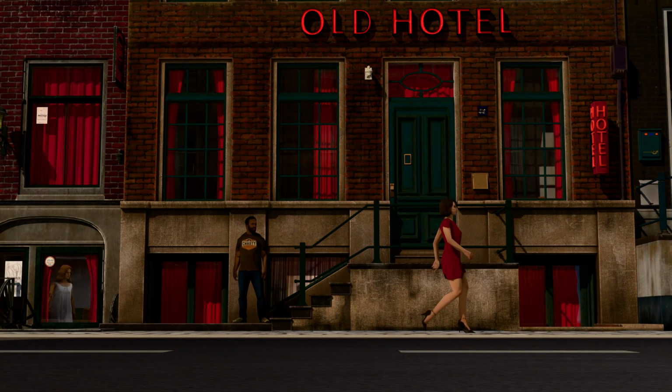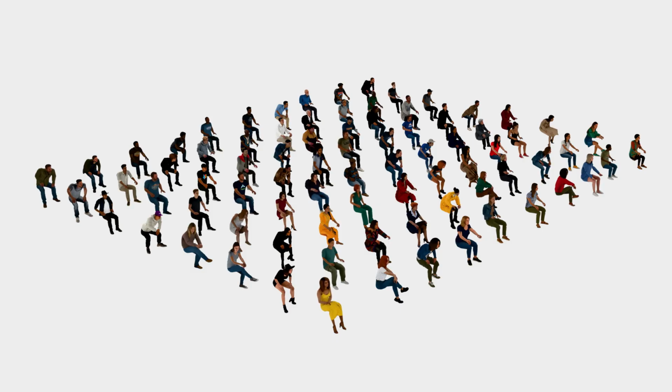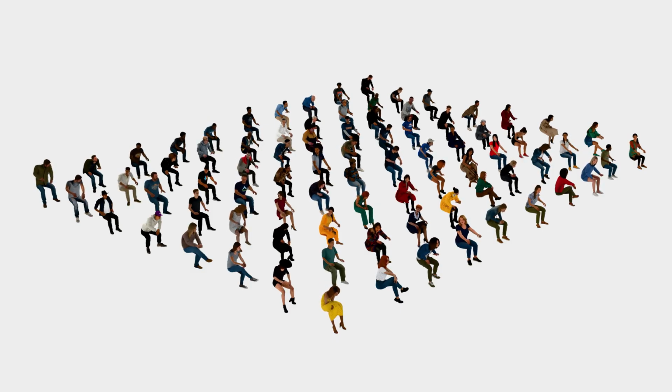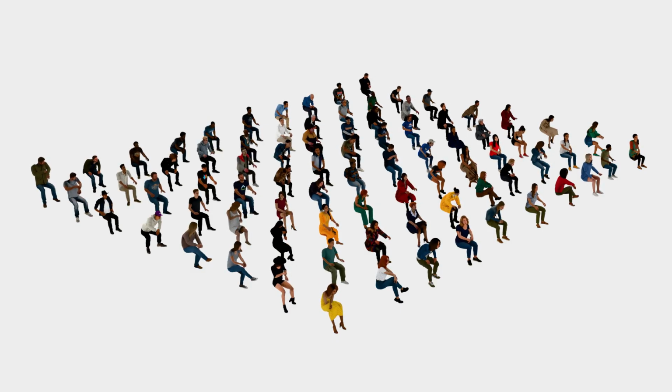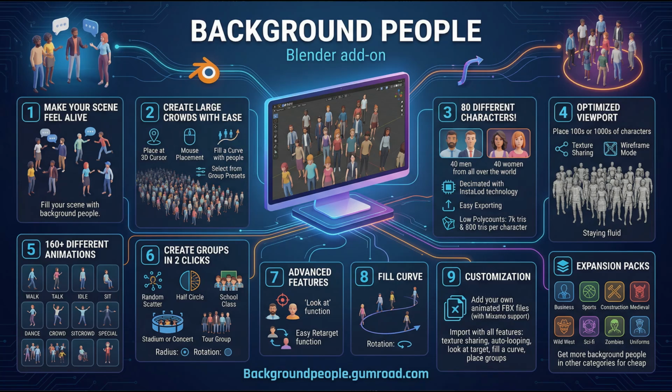We have also added an option to add your own custom animated characters, which will have the same options as the background people when it comes to placement, looping, looking at an object, etc. If you make thumbnails for them, they will be shown in the add-on as well. A wireframe mode is available for heavy scenes, and texture sharing is automatically enabled.